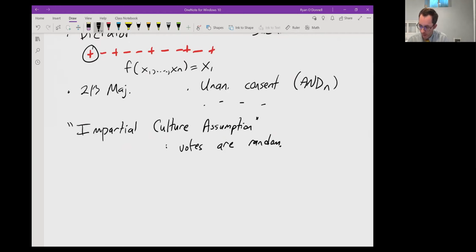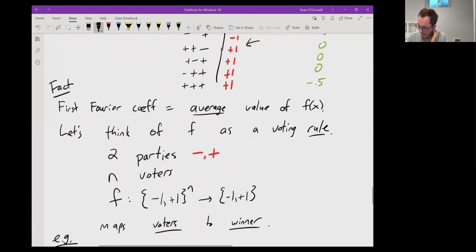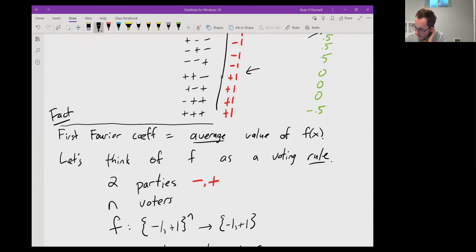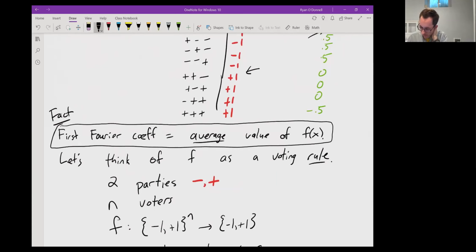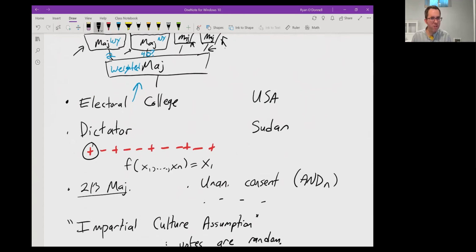And you can use it to understand properties of different voting rules. So remember this fact I told you up here. This first Fourier coefficient is the average value of f of x. The average value of f of x is a very natural concept for a voting rule. If all the voters vote at random, it tells you who's more likely to win. It describes the bias of the voting rule. Some voting rules are not biased, like majority. It doesn't inherently favor the outcome plus or minus. But other ones like 2/3 majority mostly favor the outcome minus, right? Because it's hard to get a 2/3 majority.